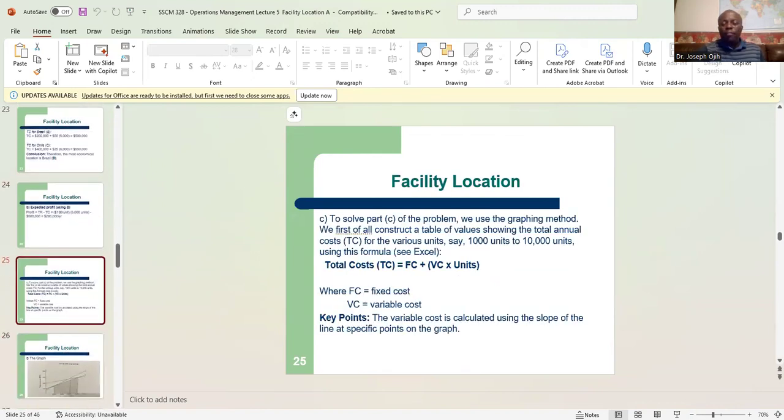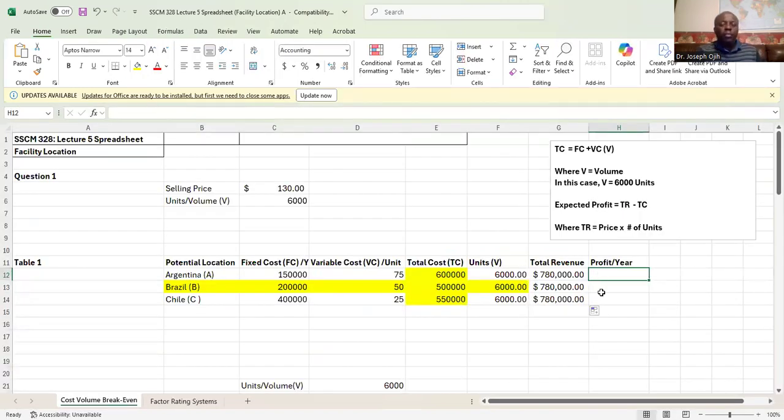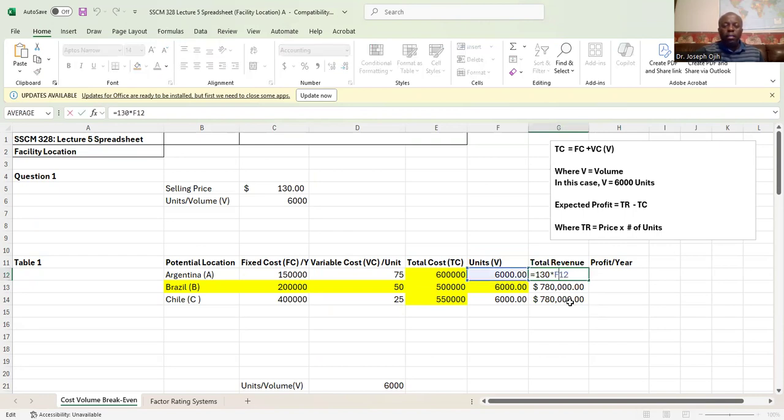Now, with that, we can find the profits. So profit per year becomes, as you can see from the screen, expected profit is total revenue minus total cost. Professor, can you show how you got the equation for the total revenue again? Yeah, sure. The equation is right here. You can see the formula right here. Okay, I see it. Thank you. Yeah. So what you're going to do is just multiply it right here, 130 times the 6,000 units, because the equation says 6,000 units. So the equation pegged it as 6,000 units.